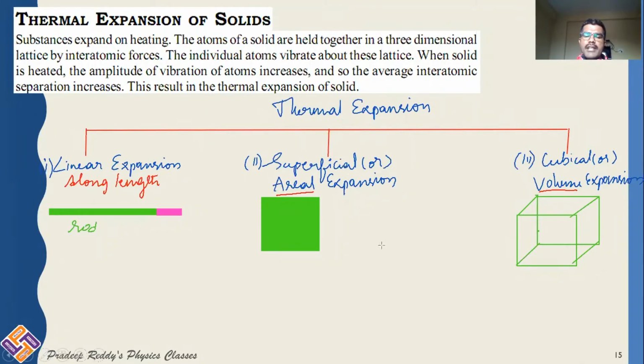Whereas in the case of superficial expansion, let me consider this is length L and this is breadth B. When you are providing heat energy to the substance, length expands and breadth also expands. So there is slight expansion along the breadth as well as slight expansion along the length. Therefore, expansion is throughout the area.